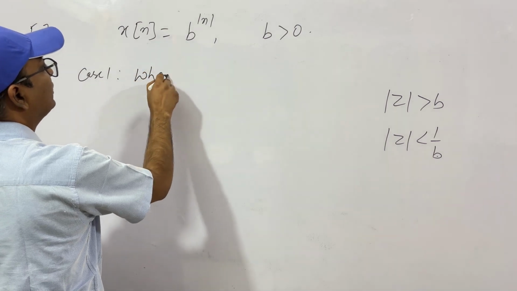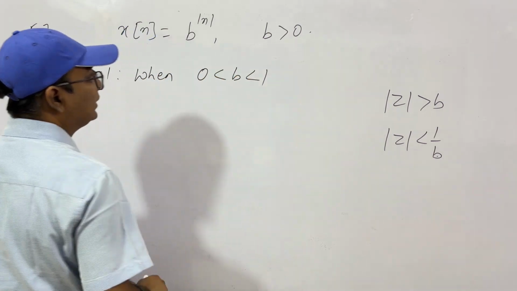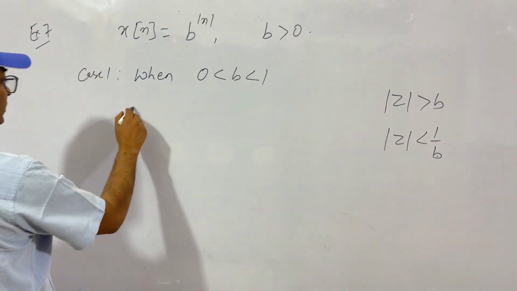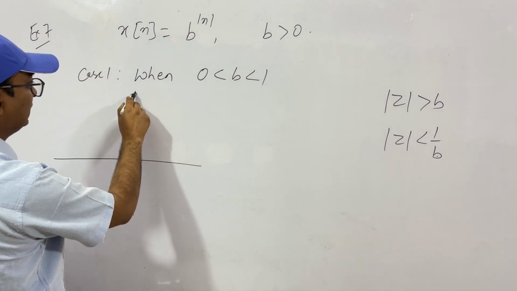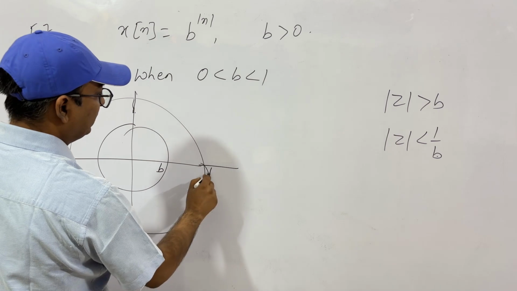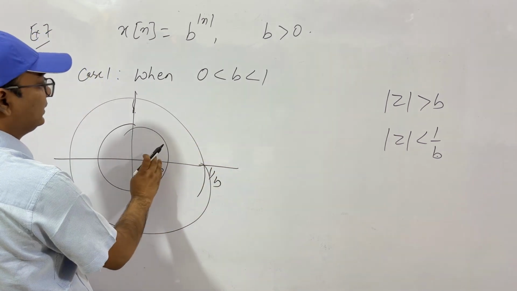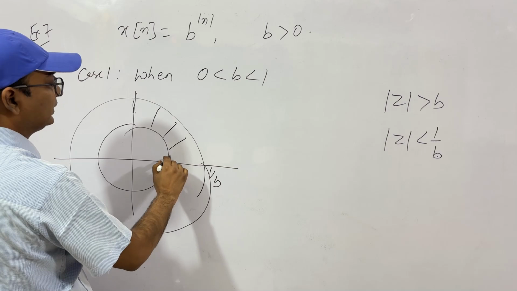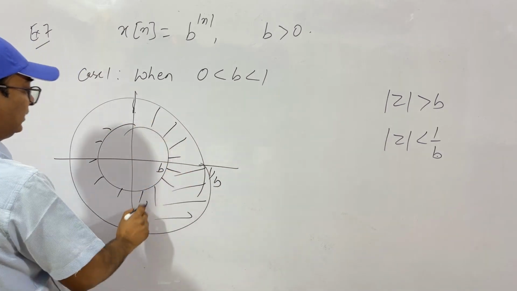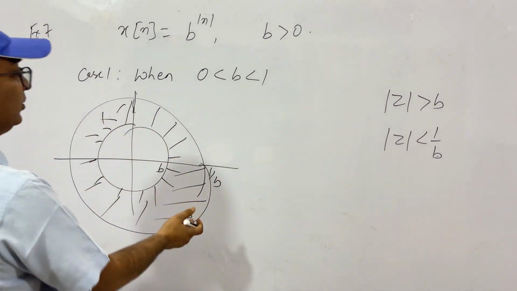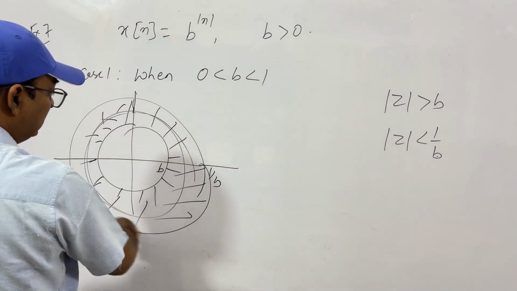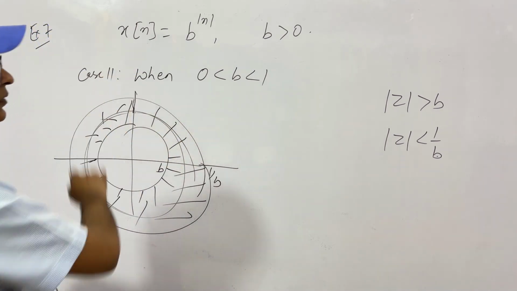Second case is when the value of b is between 0 and 1. Now, between 0 and 1, 1 by b is actually greater than b numerically. So see what happens. This will be b, and this will be 1 by b. Okay. So, the first part says mod z is greater than b. That is, it means this region, outside of this circle. And the second says less than 1 by b. That is this region. So what you get is this ring, between b and 1 by b, this is the region of convergence. It does not converge inside or outside of this. This ring is the region where this converges. Okay.